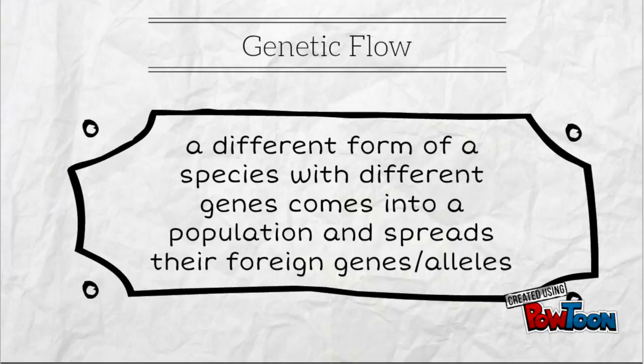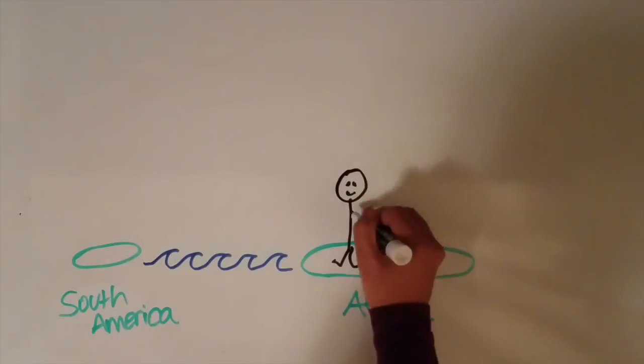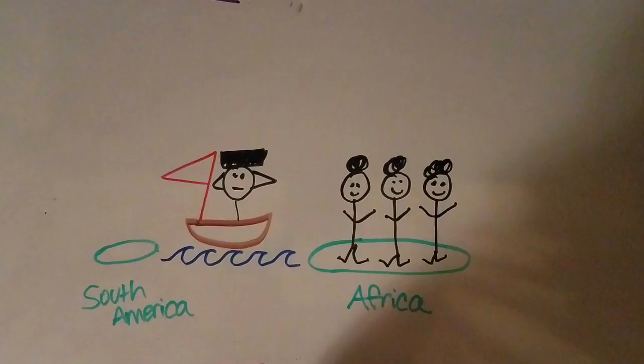The last factor is gene flow. This is when a species with different genes spreads their alleles into a different population. In this example, the species in South America emigrates and then immigrates into Africa. It reproduces with the African species and creates a species that combines the traits of the two.